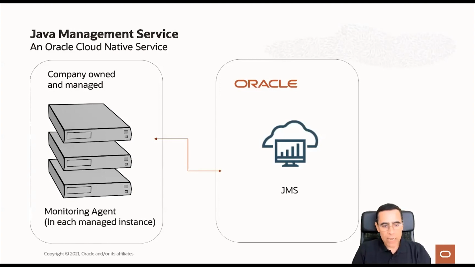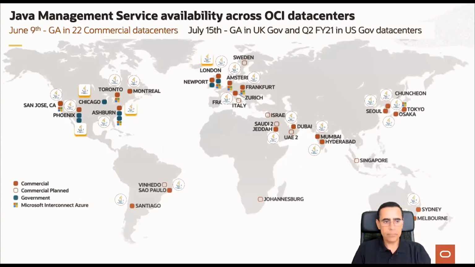If you don't have an OCI account, you can try one for free. And there is a free tier that will allow you to try out JMS at no cost. JMS is now available in 22 commercial regions all over the world. Other locations, as well as government regions, are scheduled to go live in mid-July. And you can't have an introduction without a demo, so please follow me to the browser.